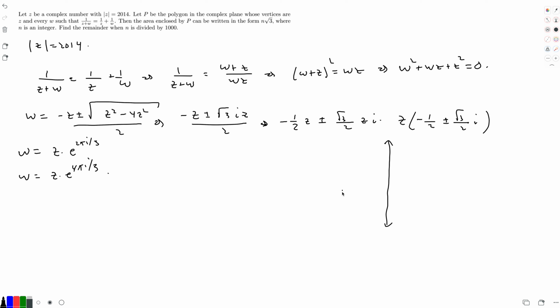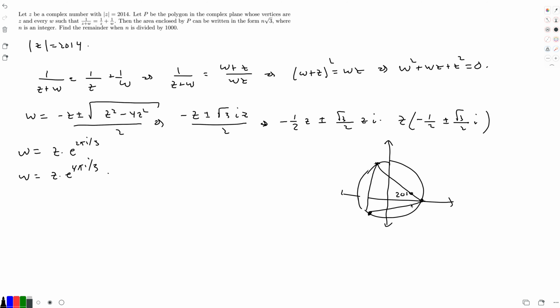So this is basically just, in the Cartesian diagram, a circle of radius 2014, and then wherever we place z, we know that the w's will be a 2 pi i over 3 rotation, and a 4 pi i over 3 rotation. So this polygon will be like a triangle, and we want to find the area of this triangle. Great. Like this, right? We want to find the area of this triangle.